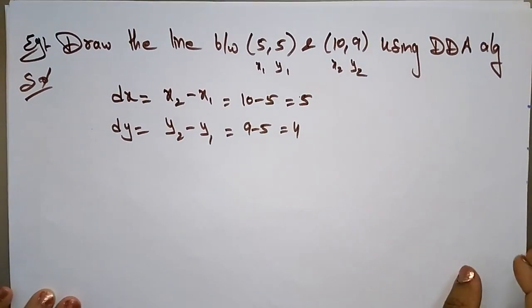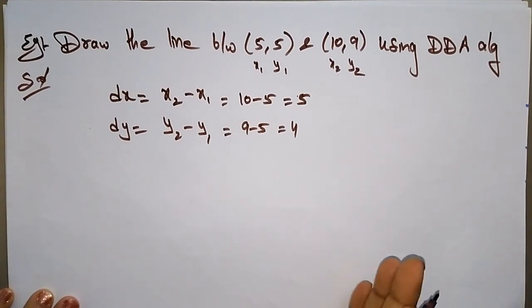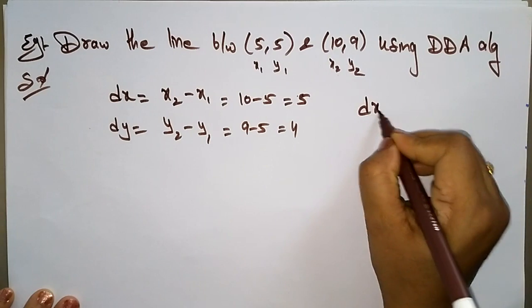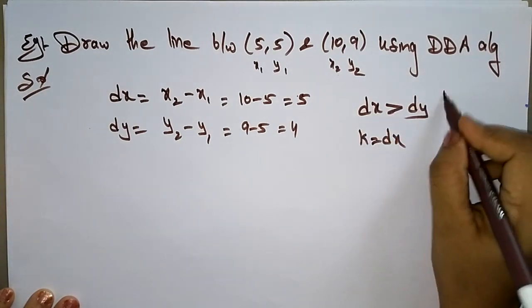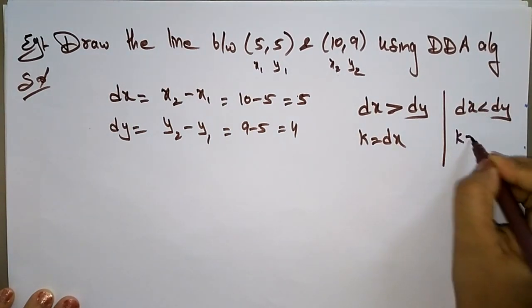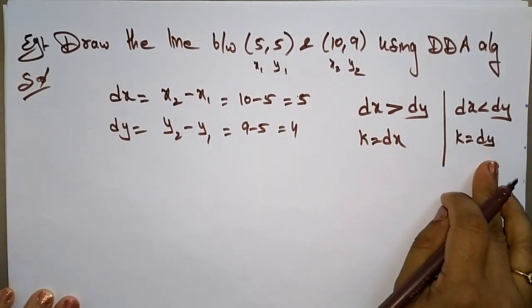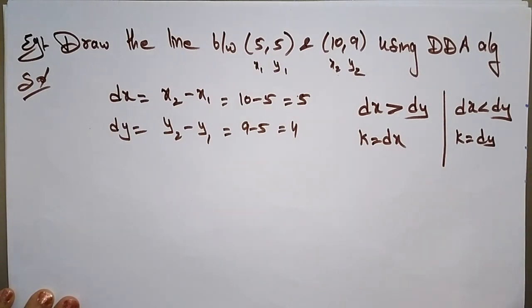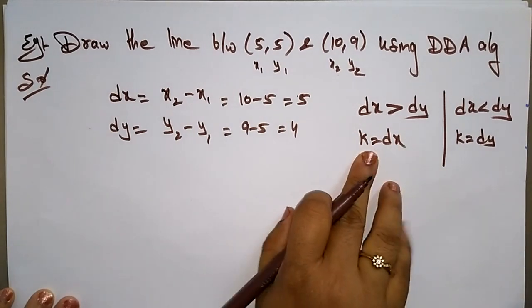After finding the dx and dy values, you need to check whether dx is greater than dy or not. Suppose dx is greater than dy, you have to take the k value as dx. Suppose dx is less than dy, then k is equal to dy. K means the number of iterations, how many floating point numbers you need to find between the starting point and the ending point. So that is the k value.